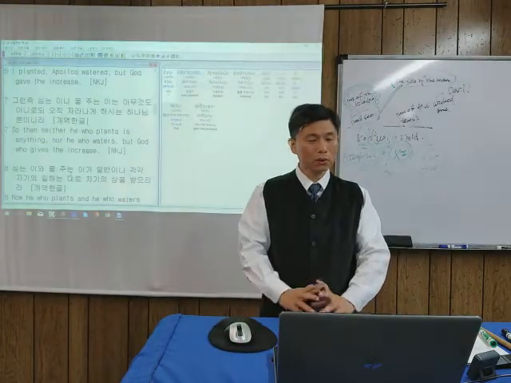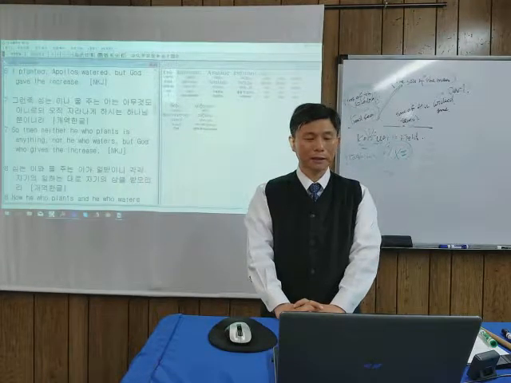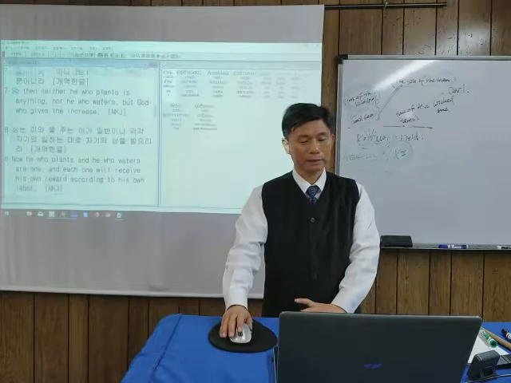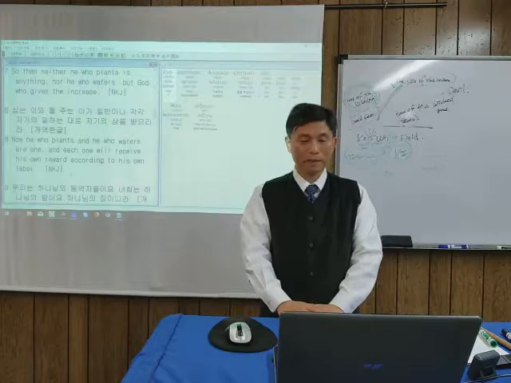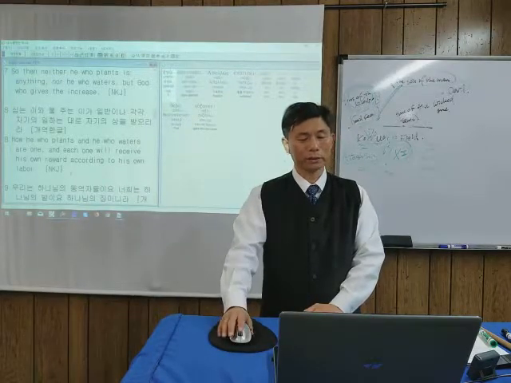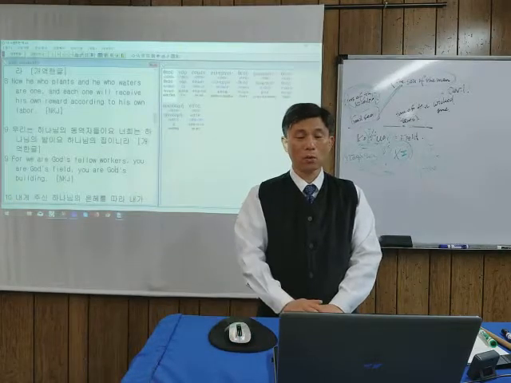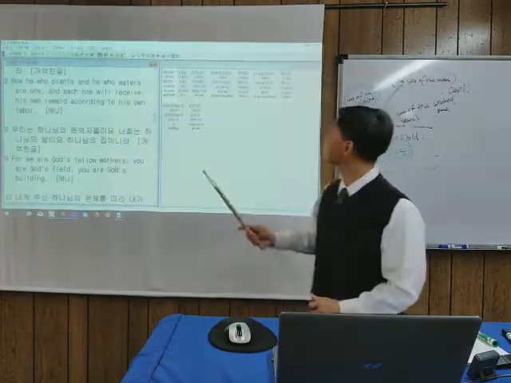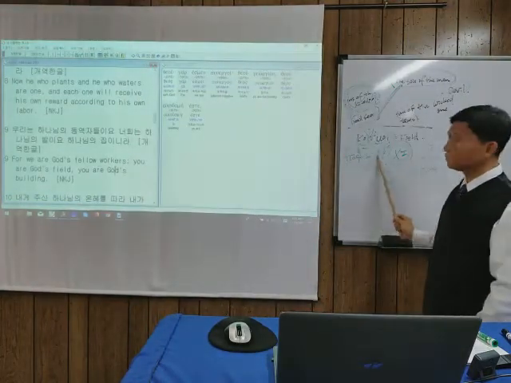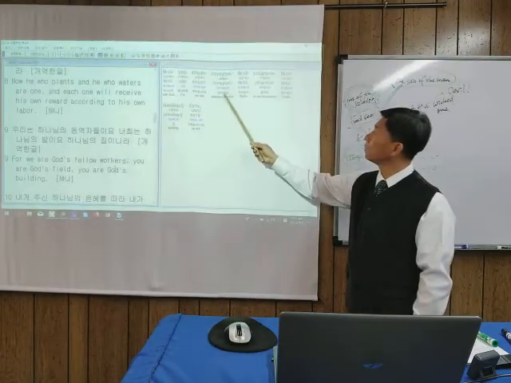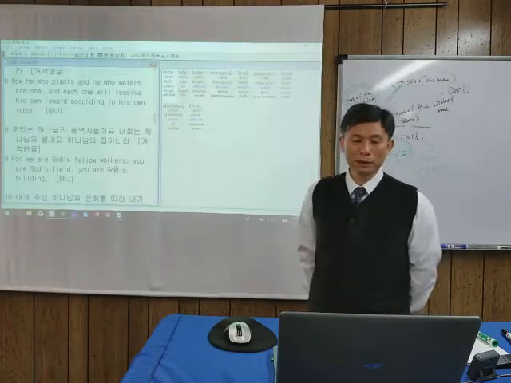So then neither he who plants is anything, nor he who waters, but God who gives the increase. Now he who plants and he who waters are one, and each one will receive his own reward according to his own labor. We are God's what? Fellow workers. Look at fellow workers: synergos. Again, syn means what? Together. Together work, together labor. So we are God's fellow workers.